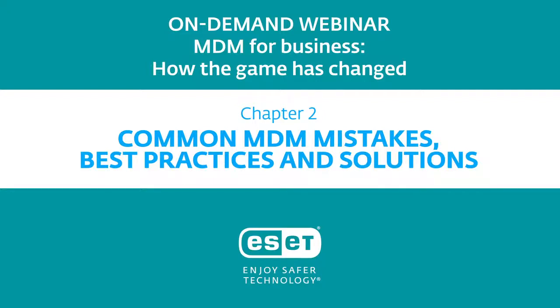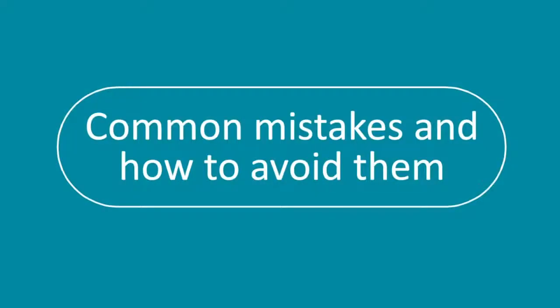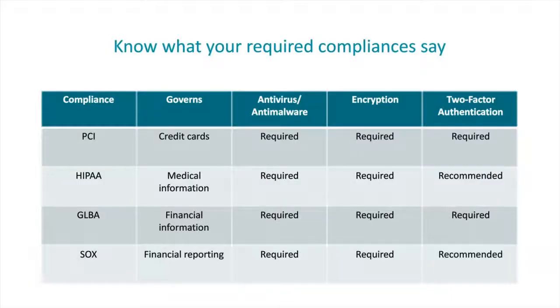Now let's take a look at common mistakes and how to avoid them when it comes to MDM. First, you need to know what compliances you have to abide by and what they say. So I have a few of them listed here. Of course, this is not an exhaustive list, but what you may notice is that if you handle credit cards, medical information, or financial information, then not only are you required to have some sort of antivirus, anti-malware, encryption, but potentially you're also required to have two-factor authentication in place.